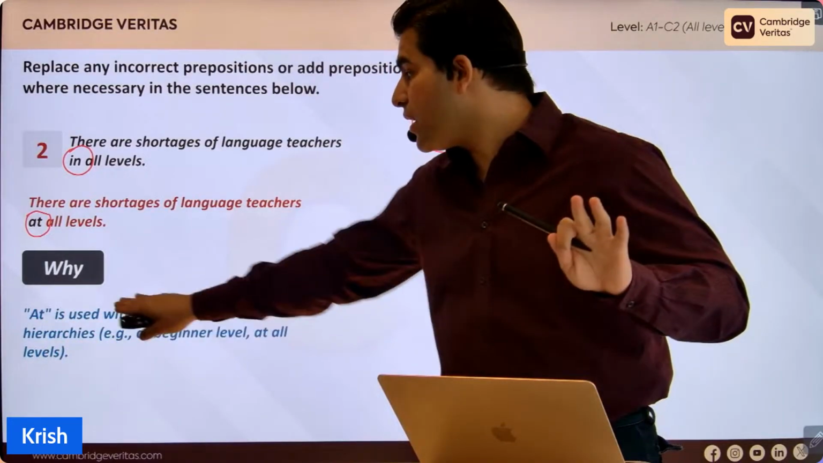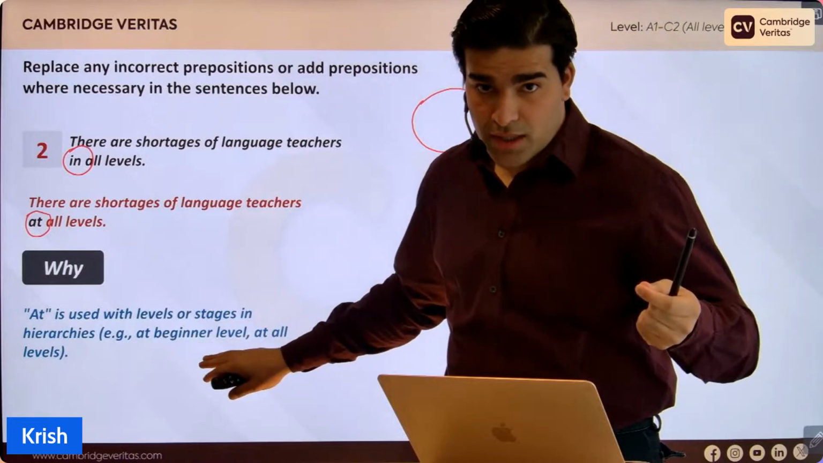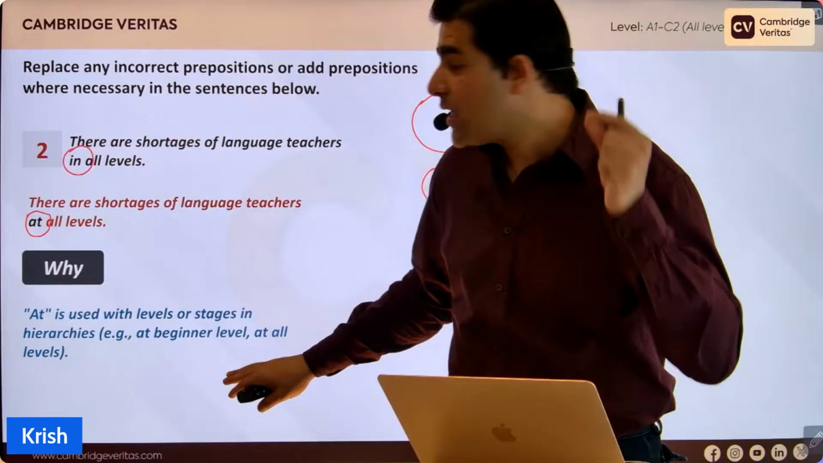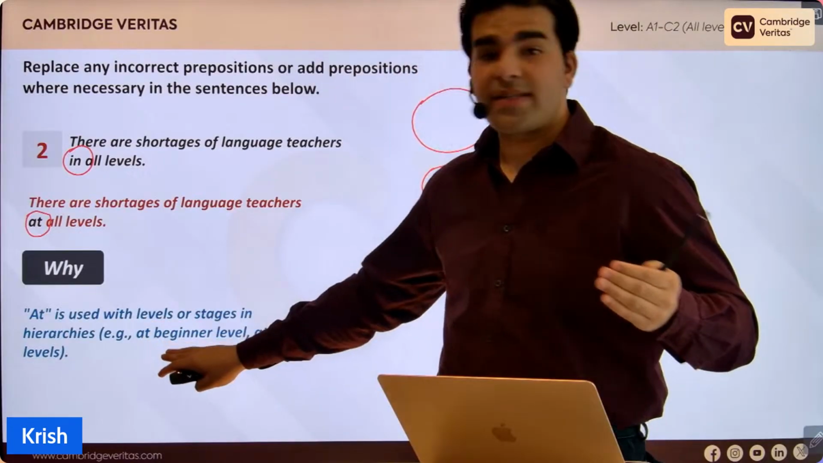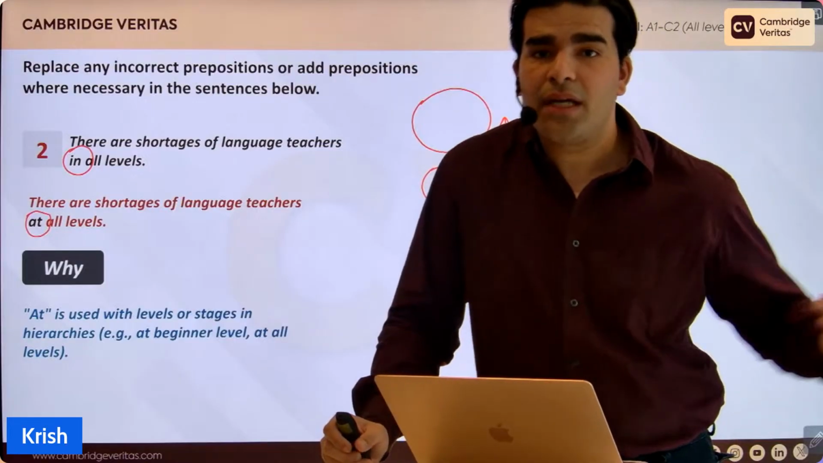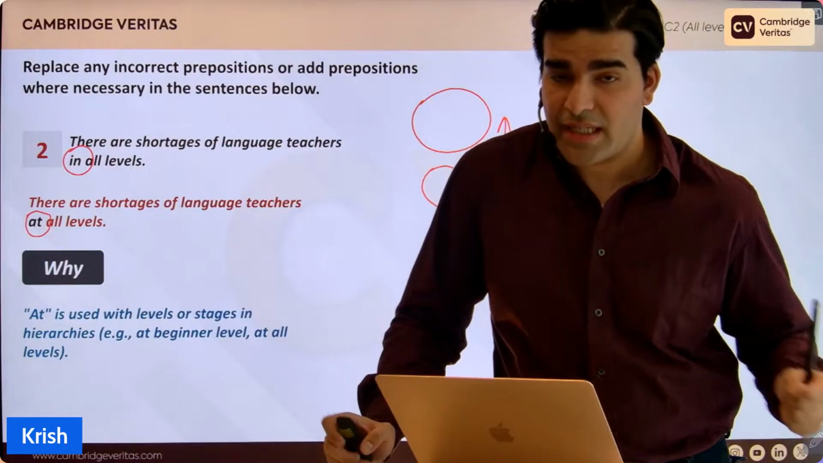It is "at level." So "at" is used for levels or stages in a hierarchy. One more time. "At" is used for levels and stages in a hierarchy. For example, when we say, what level are you? You don't say, "I'm in beginner level." You say, "I am at beginner level."